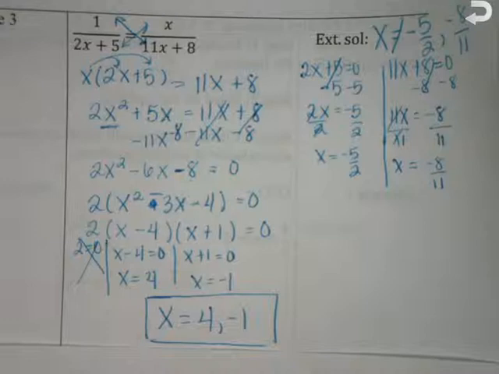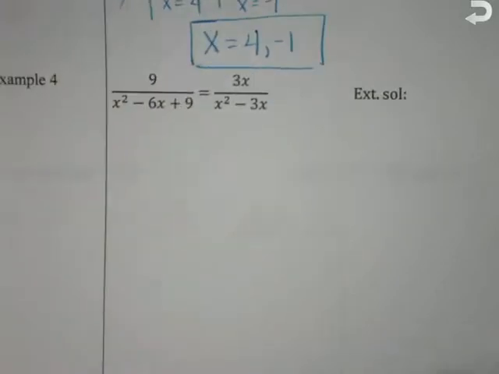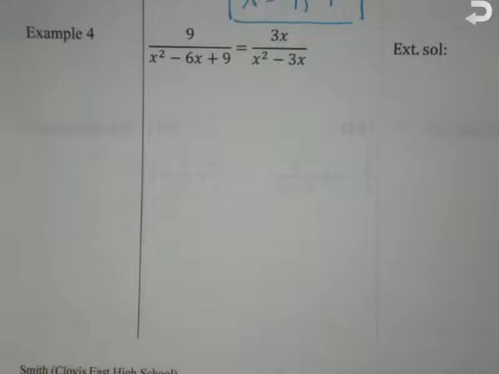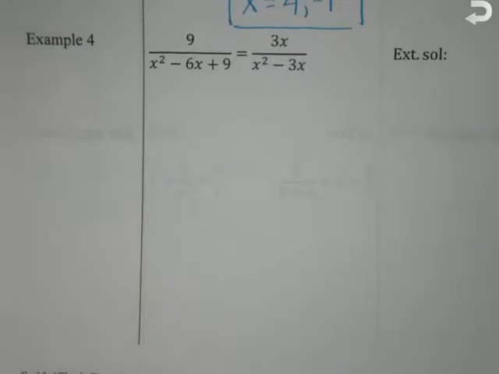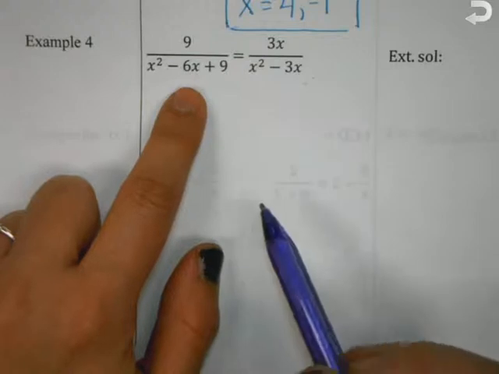Okay, last one. 9 over x squared minus 6x plus 9 equals 3x over x squared minus 3x. Okay, guys, do I have one fraction on each side of the equal sign? Yes, so cross multiply.